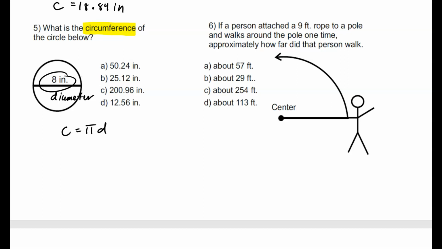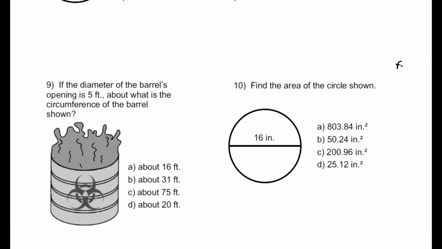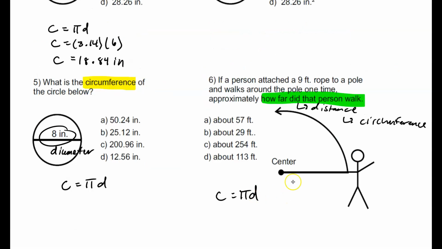Number 6, let's talk about. It says, if a person attached a 9-foot rope to a pole and walks around the pole one time, approximately how far did the person walk? This problem is clearly talking about distance, and the word that is associated with distance is circumference. So we need our circumference formula for this. So C is equal to pi d.